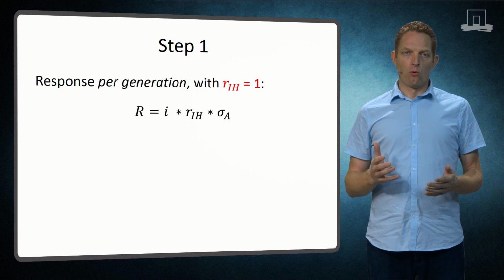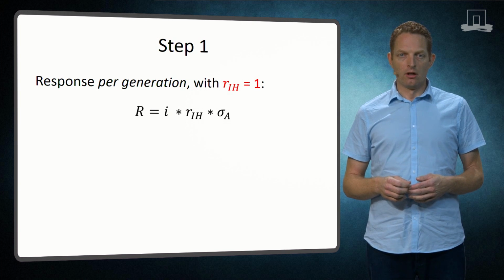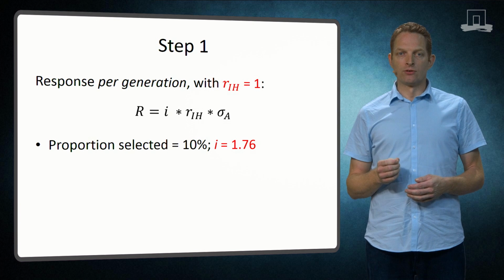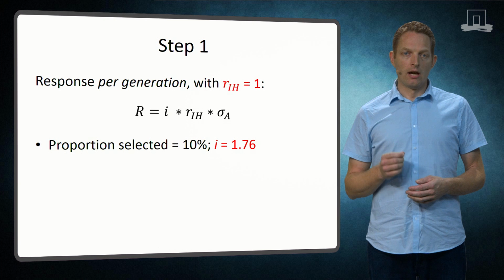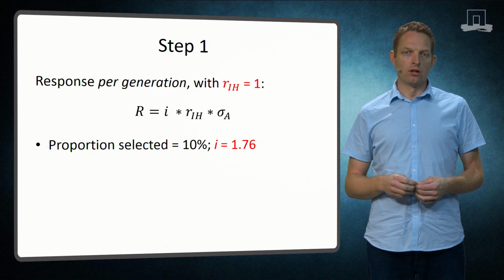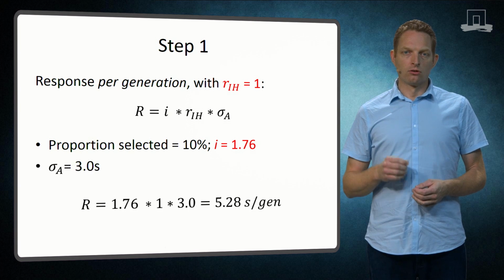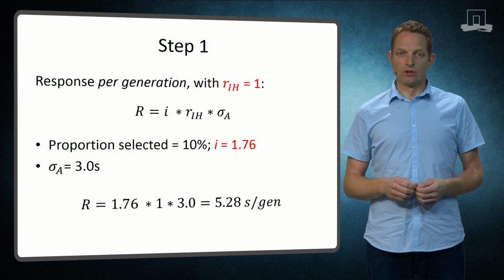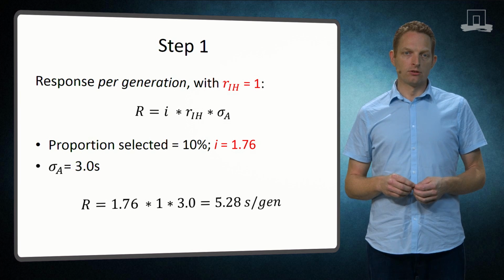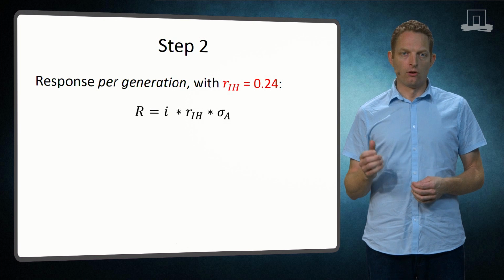As a first step, we compute the response per generation, assuming that the accuracy is 1. Now we need the value of the selection intensity, given that the proportion of selected animals is 10%. In a table that gives the selection intensity as function of the proportion of selected animals, we can find that this is 1.76. Considering the value of the genetic standard deviation of 3 seconds, we can compute that the response per generation is 5.28 seconds.